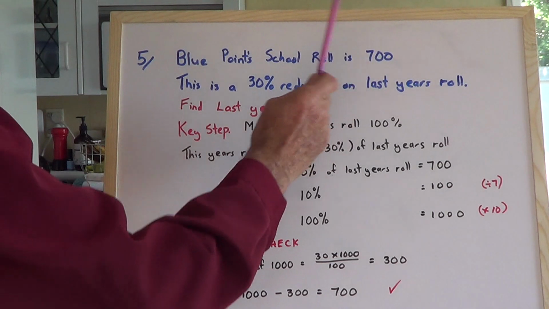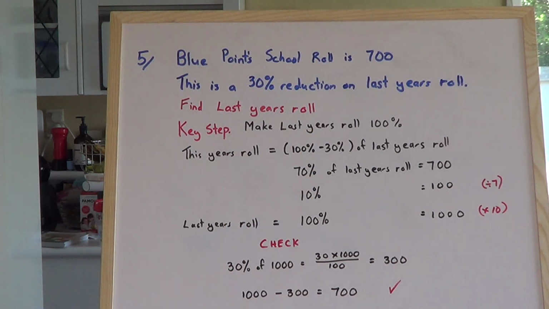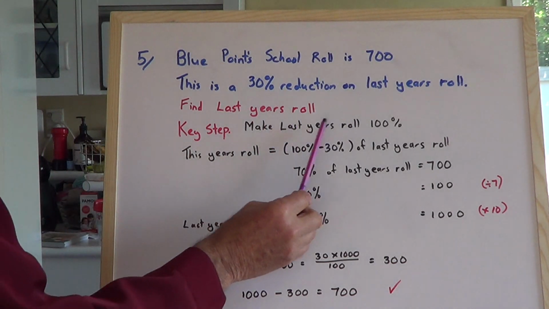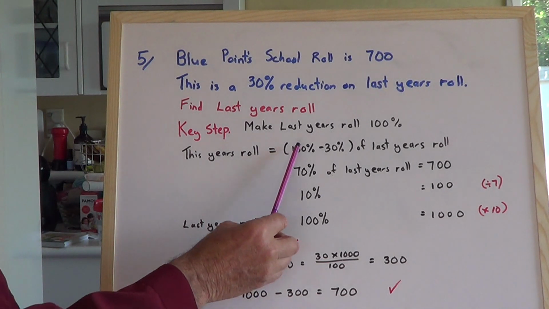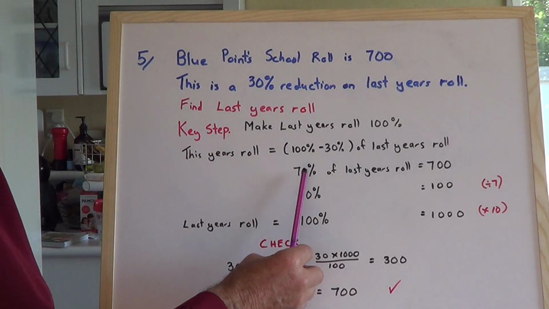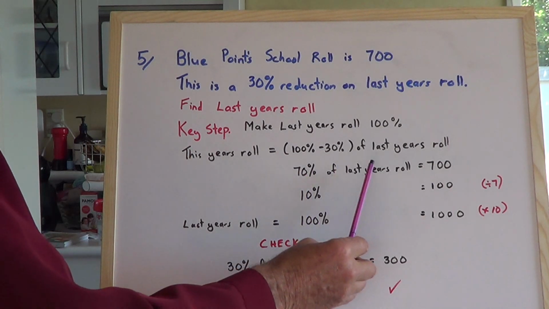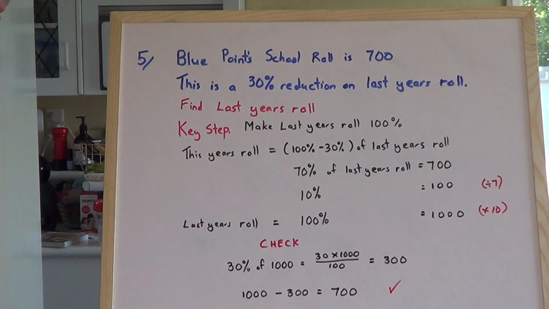Blue Point school roll is 700. That's a 30% reduction in last year's school roll. We have to find last year's school roll. We did the key step. Make last year's roll 100%. This time we've got a reduction of 30%, so we take 30% off 100, and this year's roll is 70% of last year's roll, which is 700.